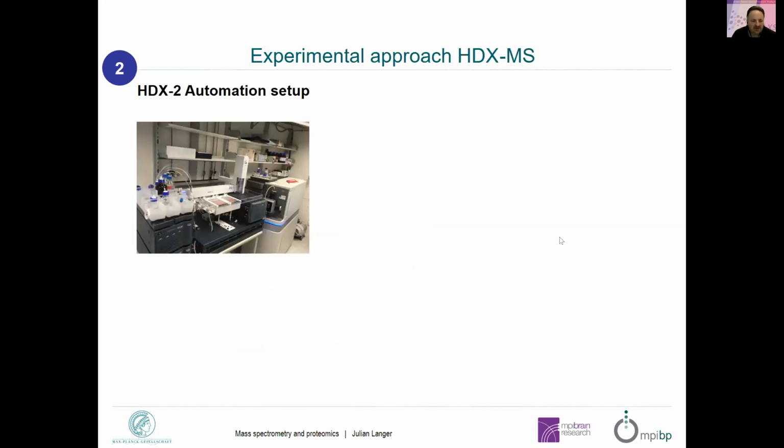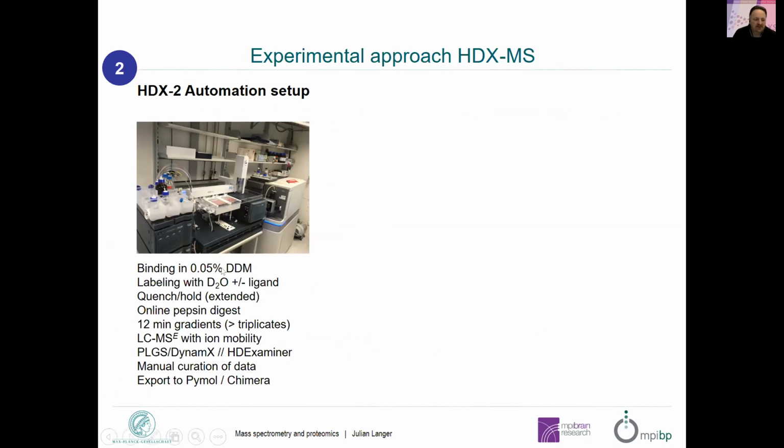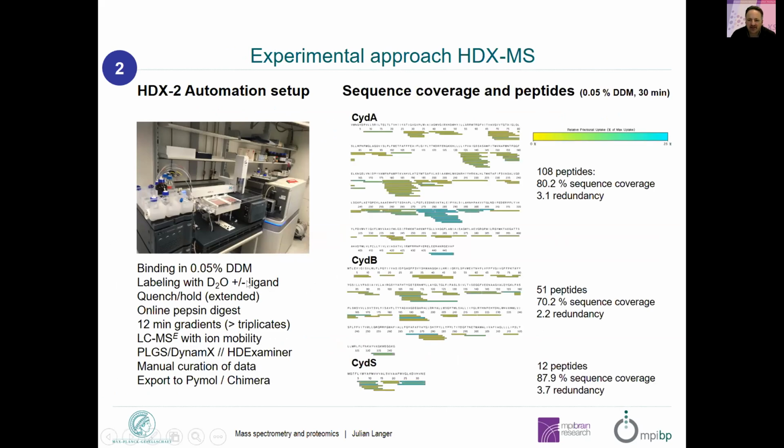So again, our setup, our HDX2 automation setup, experiments were conducted in DDM again. This is a quick overview of the actual sequence coverage that we obtained. In total, about 170 peptides that we mapped. You see also that our uptake overall, or fractional uptake, was not great. We have a couple of elements that took up pretty well.